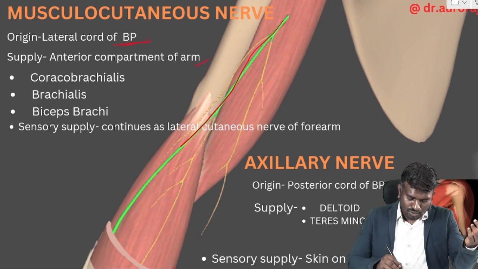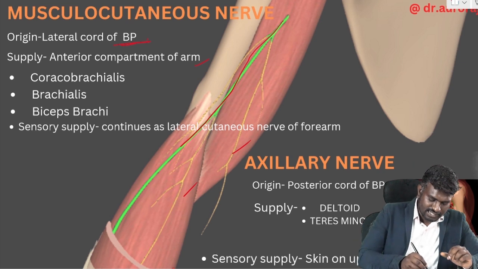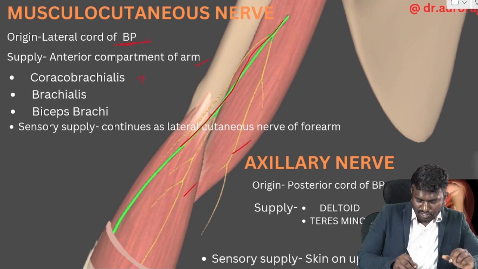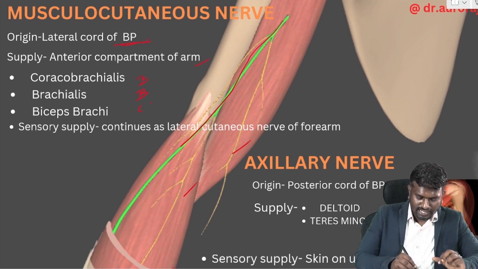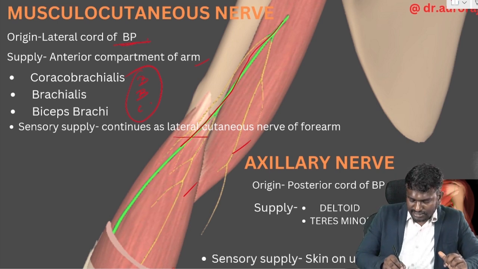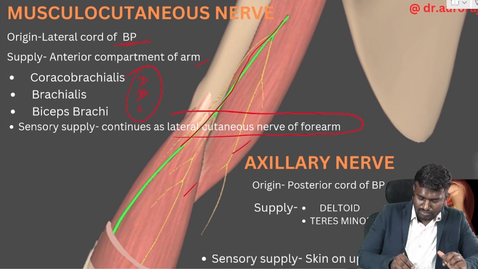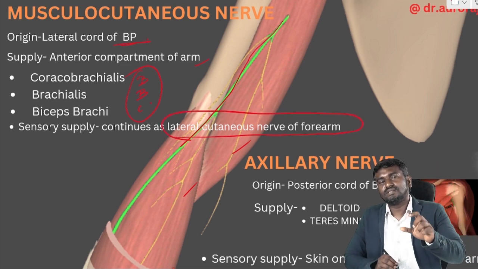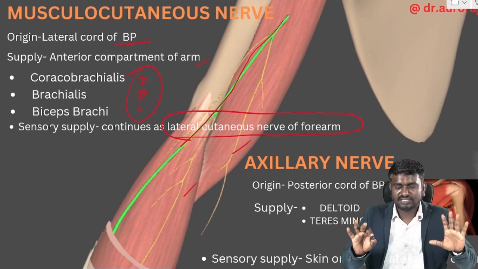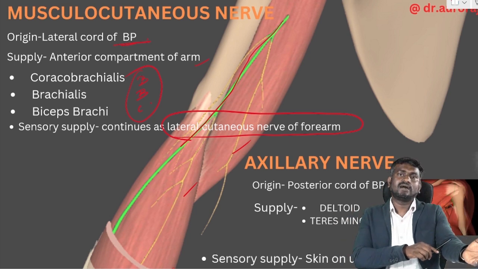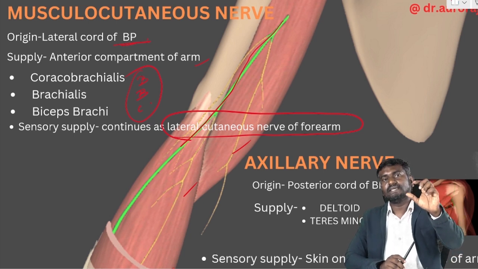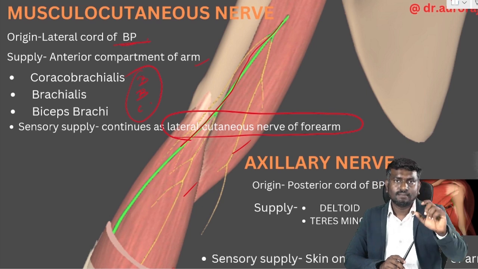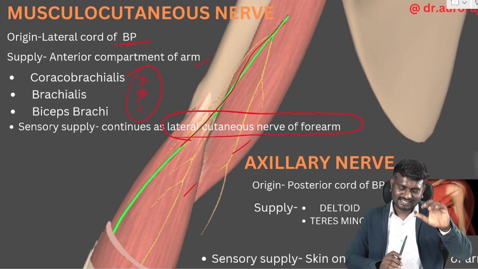The muscles are coracobrachialis, brachialis, and also biceps brachii. You can remember the mnemonic BBC: brachialis, biceps brachii, and coracobrachialis. Good. Sensory supply is as it continues as the lateral cutaneous nerve of the forearm. Musculocutaneous nerve, very easy. Supplies the anterior compartment of the arm, point number 1 to remember. Next, the muscles are going to be BBC. That's it. So please remember.